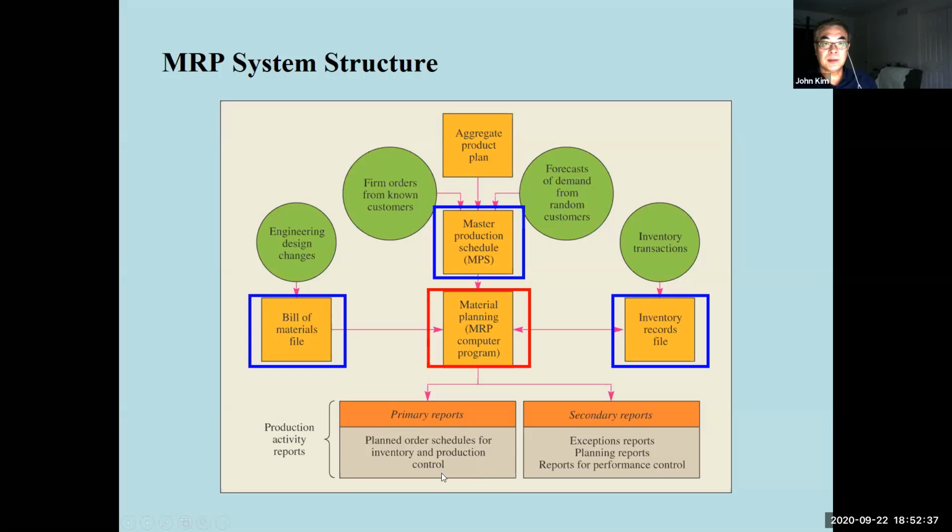So the plan: what types of part, when, and then order release, and so on. And then if there is a demand change, or if they need some exceptional report, then this MRP system produces secondary reports.